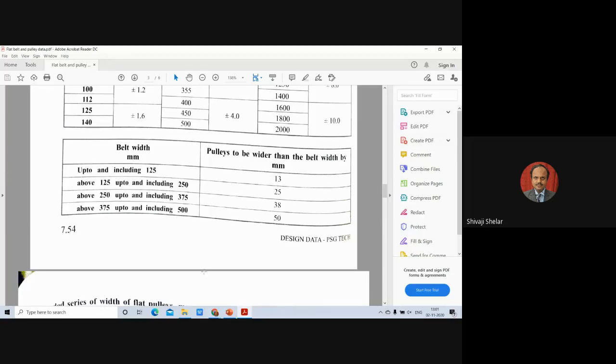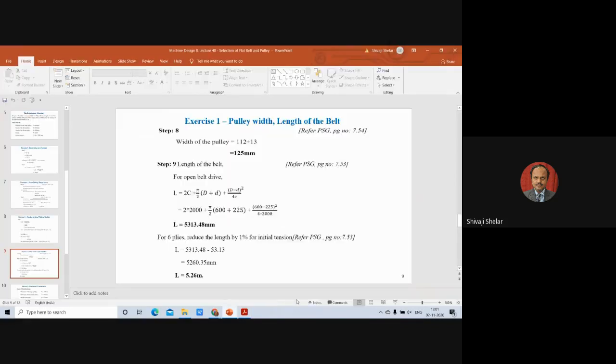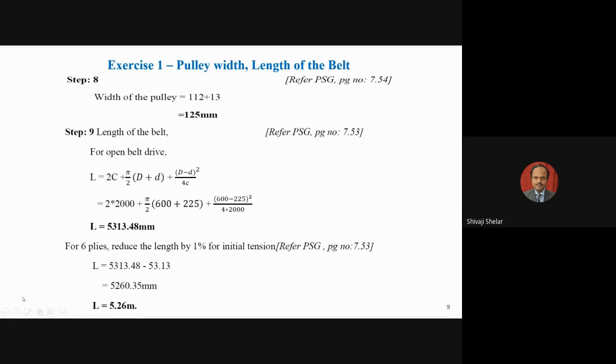So we are doing that calculation. That calculation is done here. 112 is the belt width. The extra width required for the pulley is 13 mm. So the width of the pulley is now 125 mm.